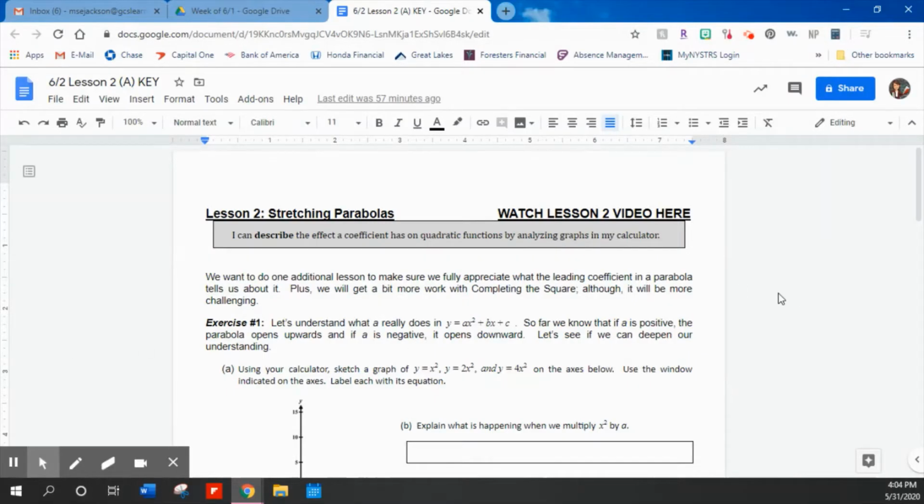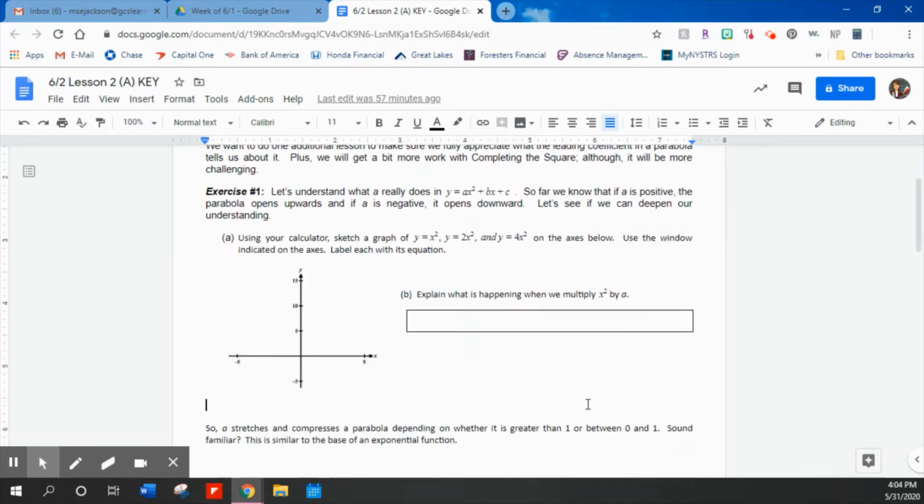All right, lesson 2, stretching parabolas. I can describe the effect a coefficient has on quadratic functions by analyzing graphs in my calculator. So make sure you have your graphing calculator with you. If not, make sure you have your Chromebook app for that graphing calculator.